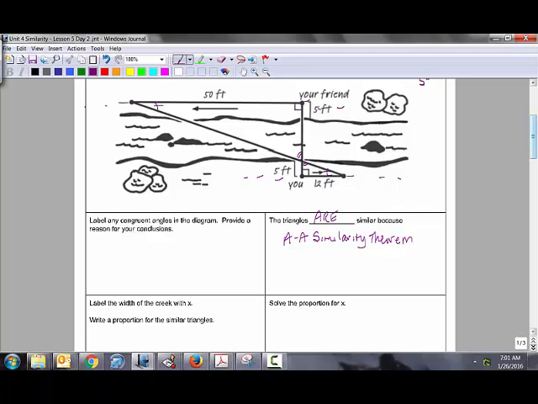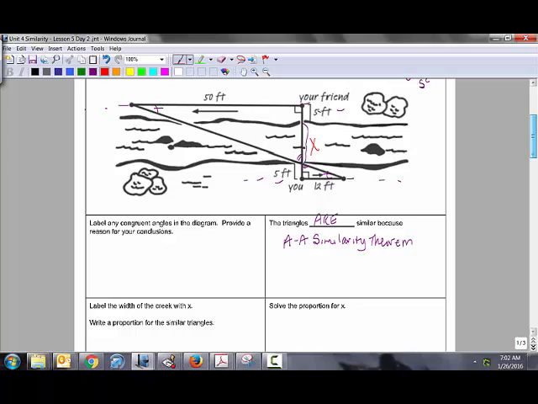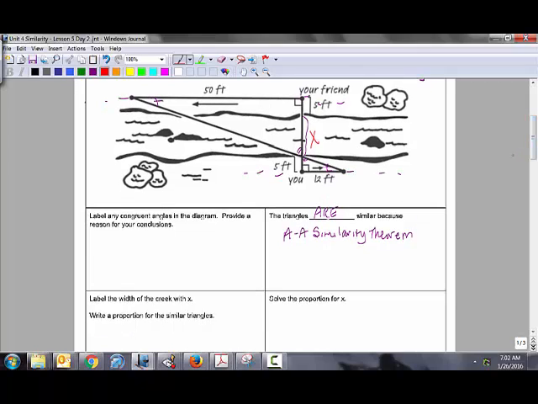Now the key here is we're going to be using these similar triangles with their associated proportion relation to solve for the width across the creek. And we are going to mark that with an X. This is our unknown measure that we will be solving for. And now we need to write a proportion for the similar triangles.